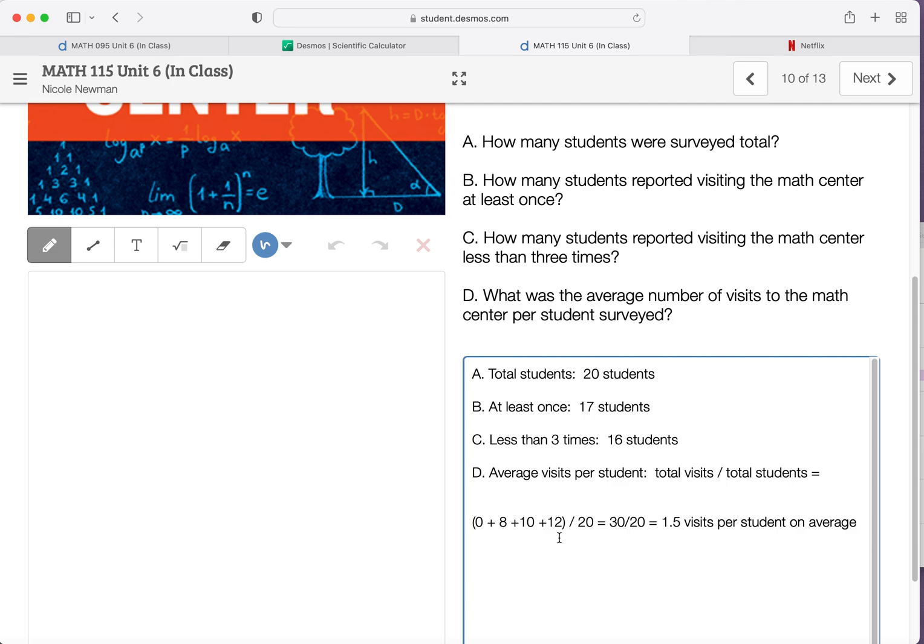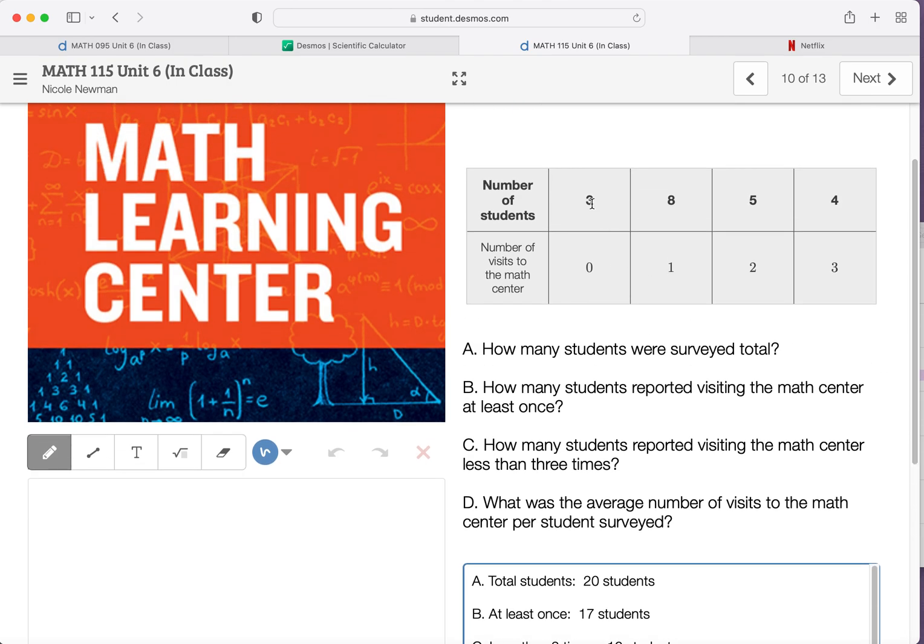So I think the sticky part here is this sum, because we have to get that sum by looking at the table and saying, oh yeah, 3 students went not at all. That's 0. 8 students went 1 time each. 8 times 1 is 8. We have to find all of those products and add them together.